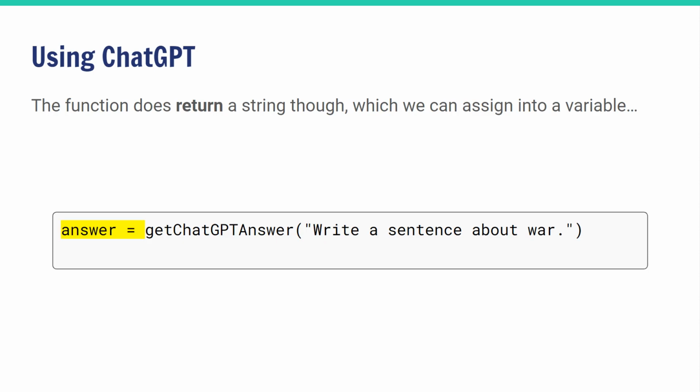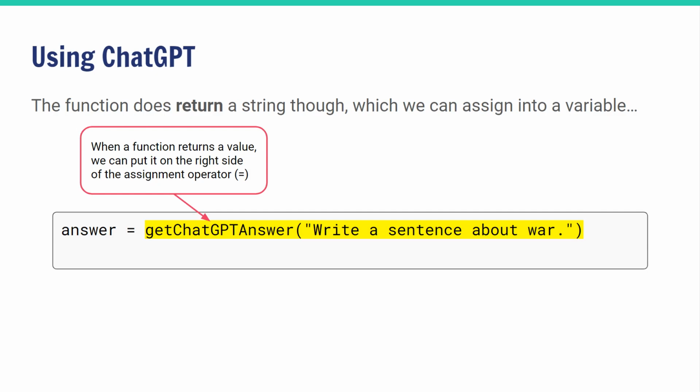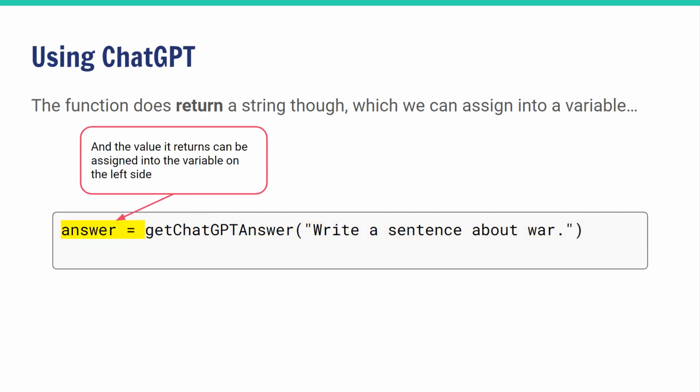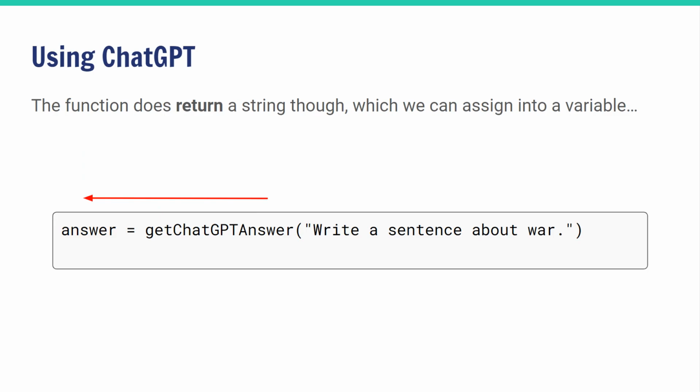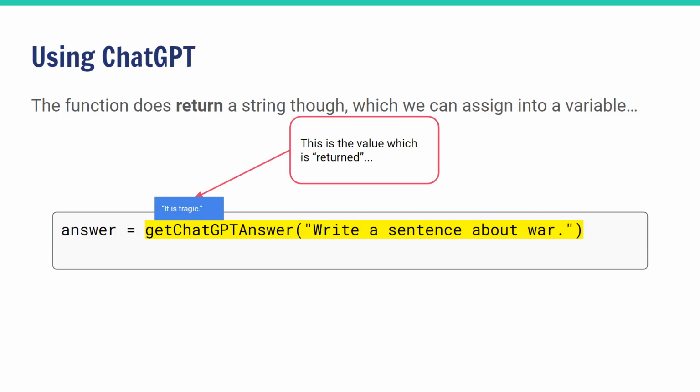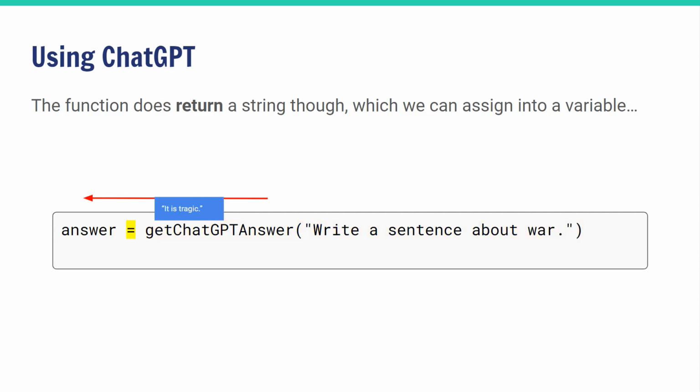In this case, we're calling it answer. Remember, we put the function on the right-hand side of the equal sign, the variable's on the left-hand side. Python will read from right to left. In this example, let's say, write a sentence about war. ChatGPT will complete that prompt with "it is tragic" as an example, and then that is a string that gets returned from the function, and moving from right to left, that string gets assigned into the answer variable.